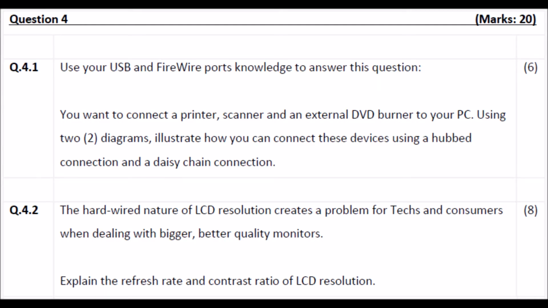So if you look at the fourth question, 20-mark question, it's discussing Firewire and USB. Again, one of the sessions that I've uploaded. I think if you look at the YouTube channel, the videos that look at chapter number 11 there, we'll discuss USB and Firewire in detail. And as far as this particular question is concerned, you have been asked that you want to connect a printer, scanner, and an external DVD burner to your PC. Using two diagrams, illustrate how you'd connect devices using a hubbed connection and a daisy chain.